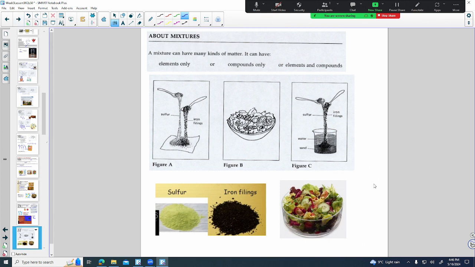In mixtures, you can have many kinds of matter. It can have elements only. So for example, you can put sulfur and iron filings in the mixture. You can have compounds only. So if you put tomatoes, lettuce, onions, okay, those are all compounds that are going into the mixture. Or elements and compounds. So you might put sulfur, iron filings, water, and sand.